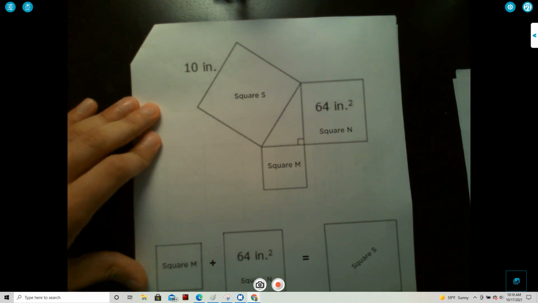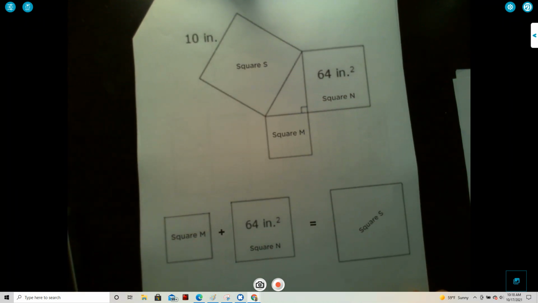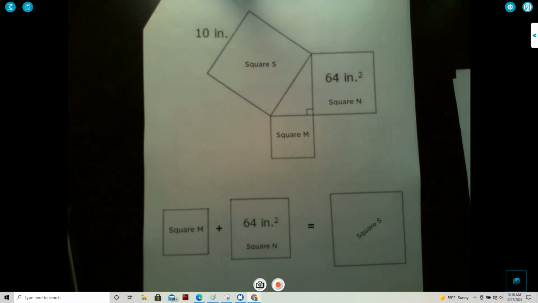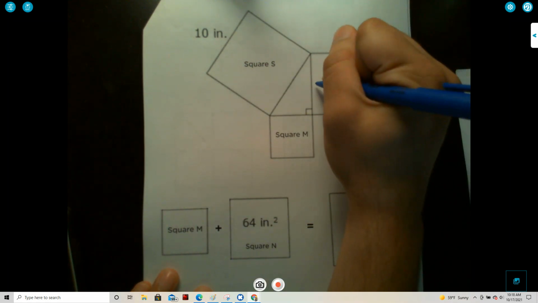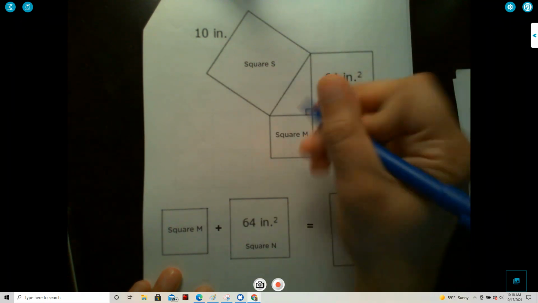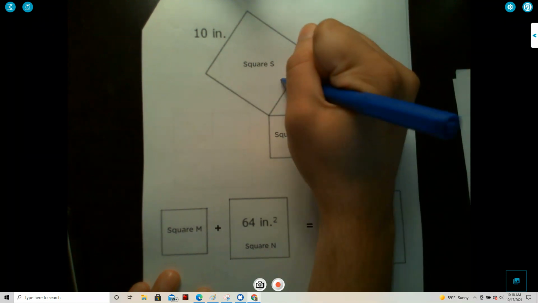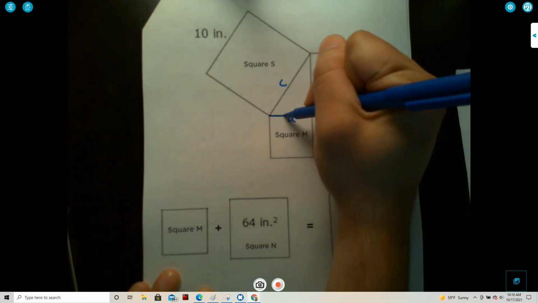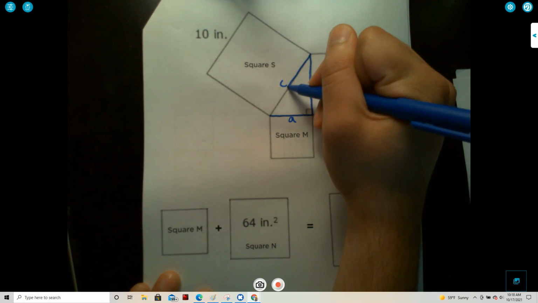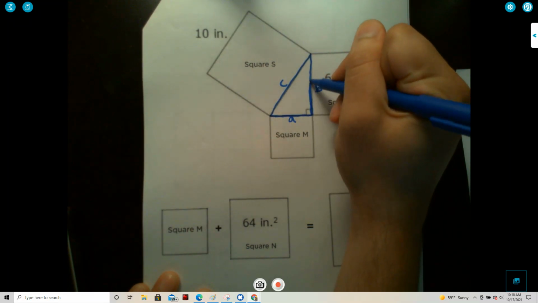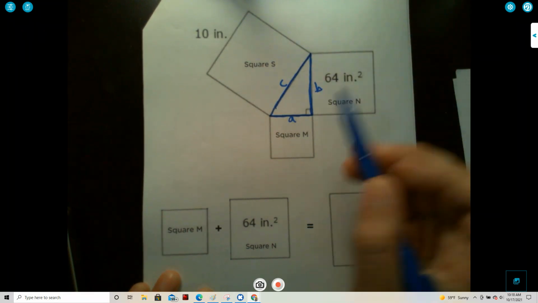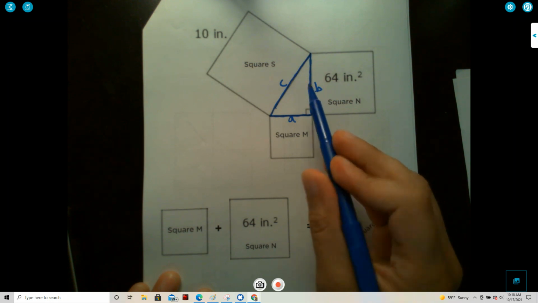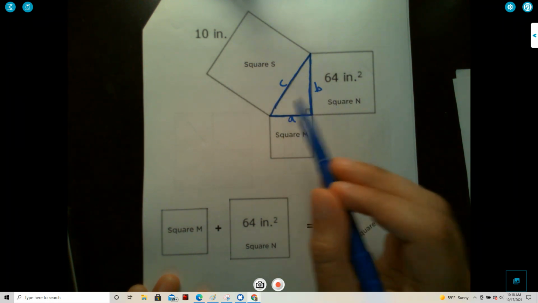All right, on this next part here, I mainly just want you to understand the concept of Pythagorean theorem, what's happening. So for example, here's A, here's B, here's C. So those are your side lengths. You have your triangle. So remember we always say the square of A plus the square of B equals the square of C. So we need to understand that.